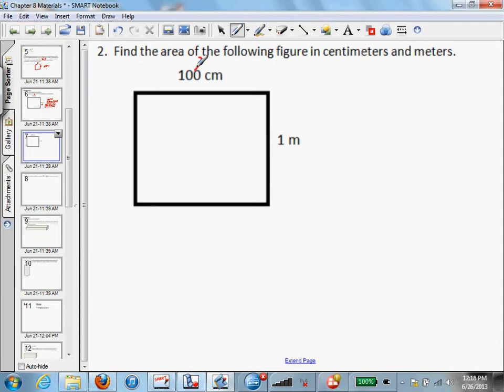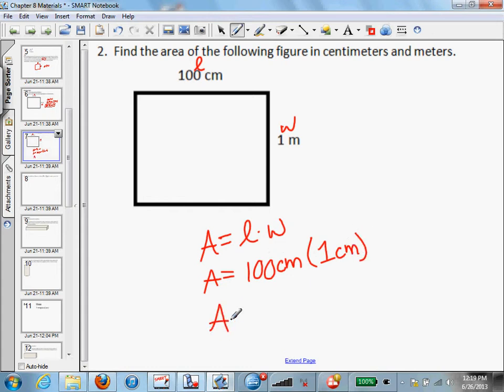With number 2, we know length and we know width. So A equals L times W. So A equals 100 centimeters times the width of 1 centimeter. So A equals the area of 100 centimeters squared.